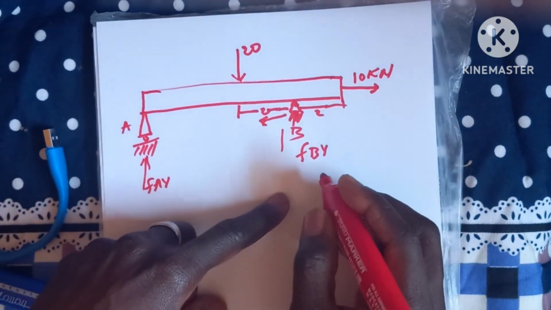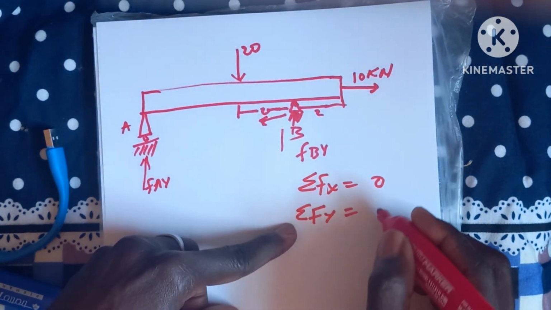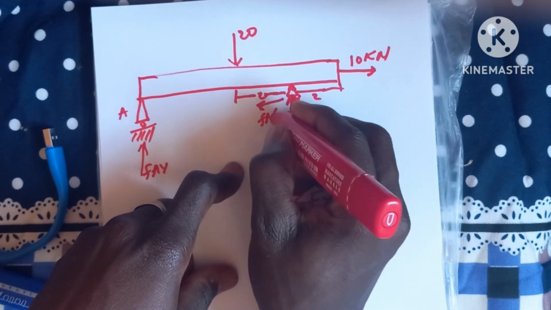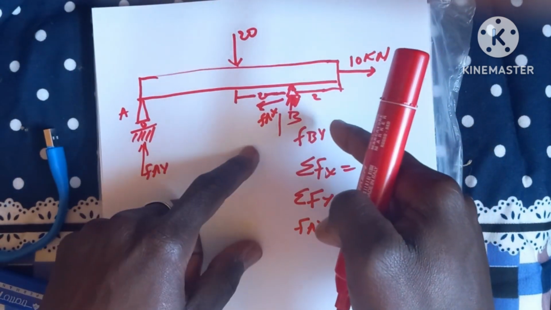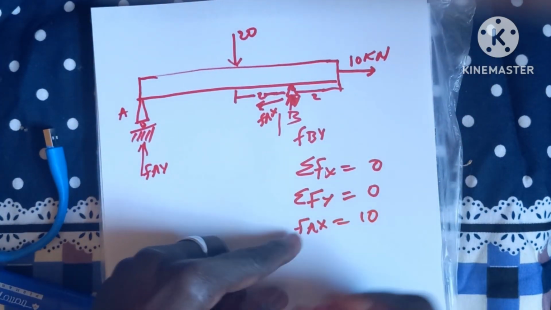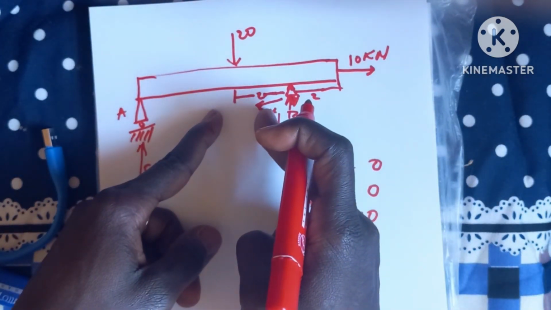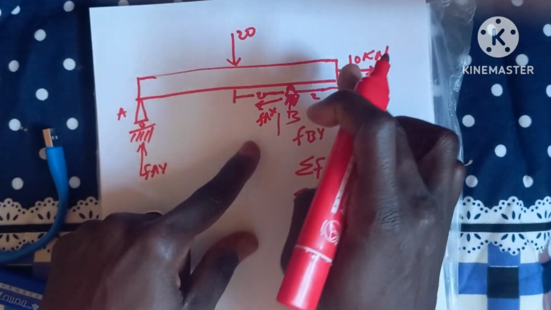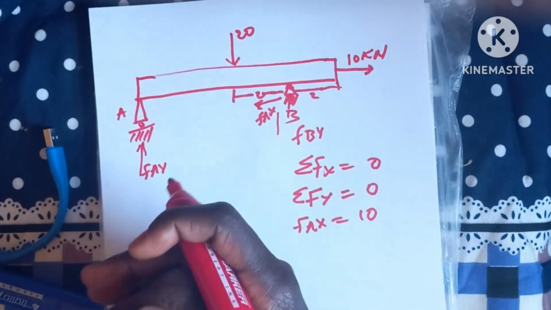So the sum of all forces now in the x direction must be equal to 0, and the sum of all forces in the y direction is also equal to 0. So summing them out, we have FAX, and there's no other force here, so FAX is going to be equal to 10 kilonewton, right? Because this is equal to this one. So a 10 kilonewton force is going left, and another 10 kilonewton force is going right. It balances, it makes sense. If there is a 10 kilonewton force that's going right, then there should be another 10 kilonewton force that is going left to balance this beam, right?